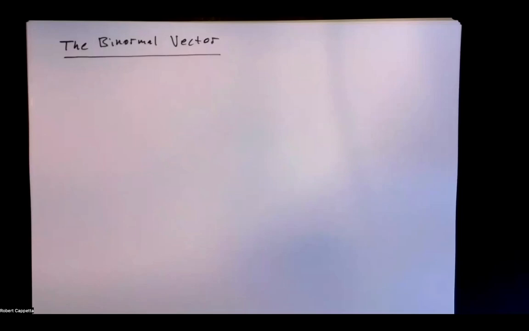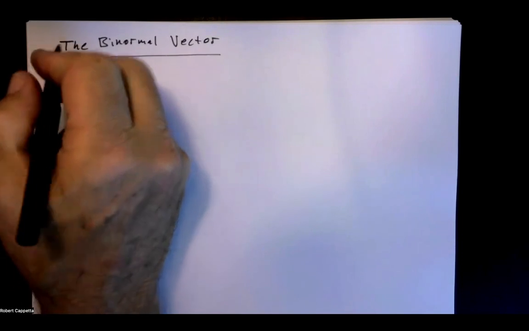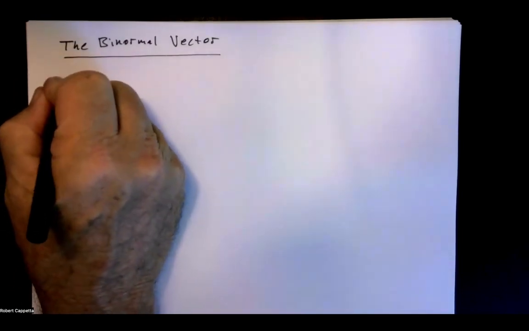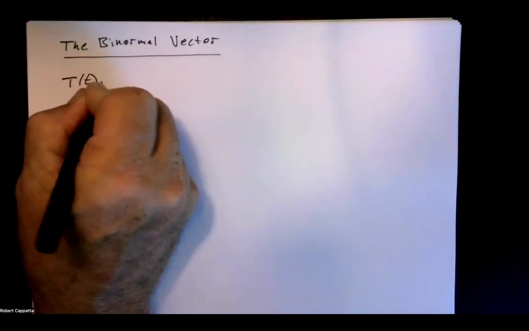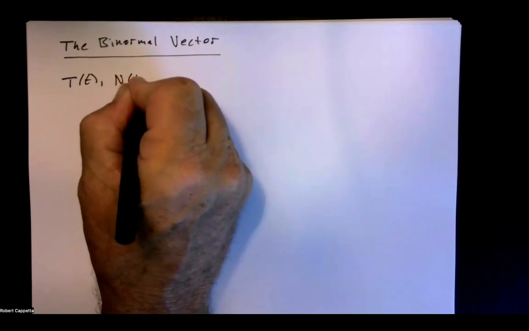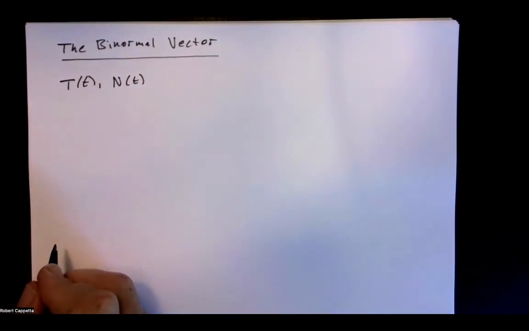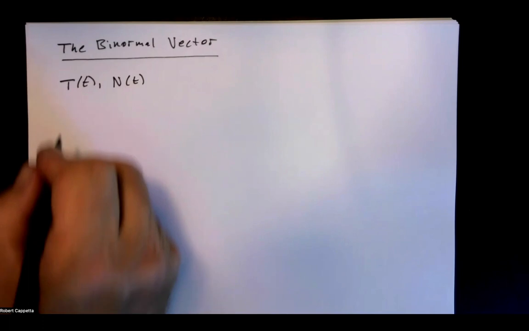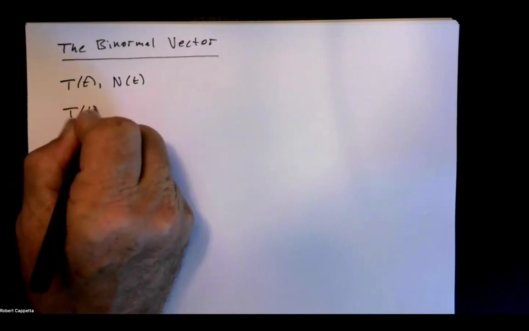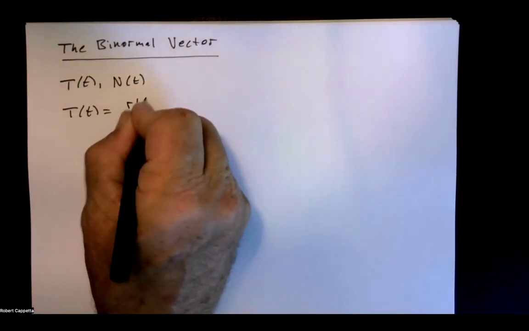This discussion is going to be on the binormal vector. So let's recall the unit tangent vector and the unit normal vector. So what did we know? What was our idea there? The unit tangent vector was velocity divided by speed.